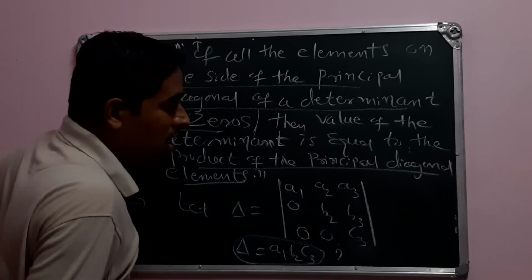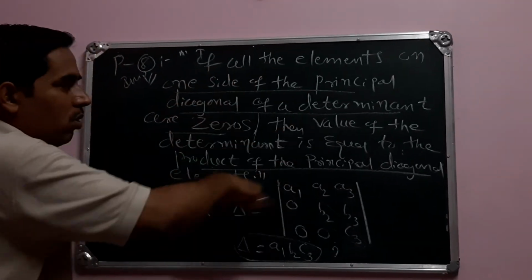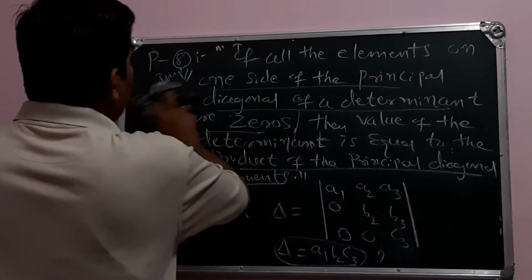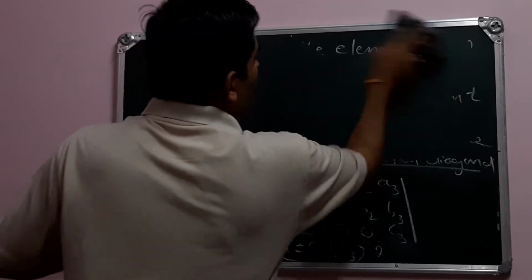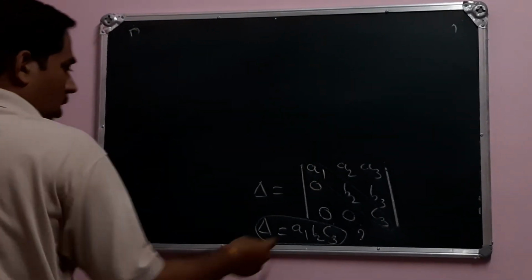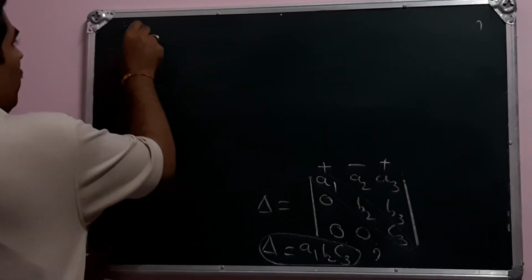How can we verify it? We can manually expand it and verify this property. So you note down this property, because we will expand this determinant here. Let's see whether it will be equal to this product or not. Okay, let us expand this along the first row.